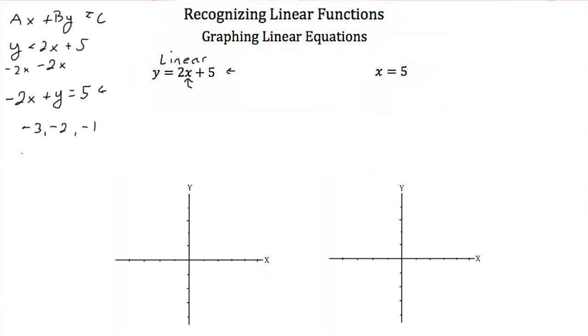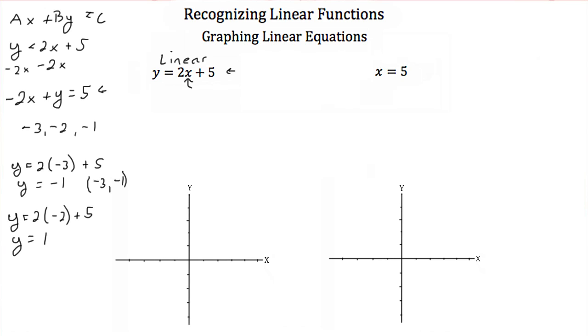So to plug in negative 3 first, we end up with y is equal to 2 times negative 3 plus 5. So we end up with y is equal to negative 1. So our first point is going to be negative 3 and negative 1. Let's do negative 2 next. So y is equal to 2 times negative 2 plus 5. So here y is equal to 1. So our next point will be negative 2 and 1.